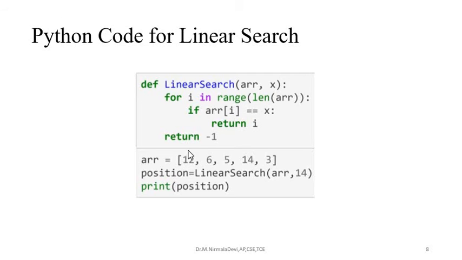Let us consider the element to be searched as 14. Initially it is not found, and in the next iteration it is not found. In iterations 0, 1, 2 it is not found. In iteration 3 it is found. So the return value is 3.